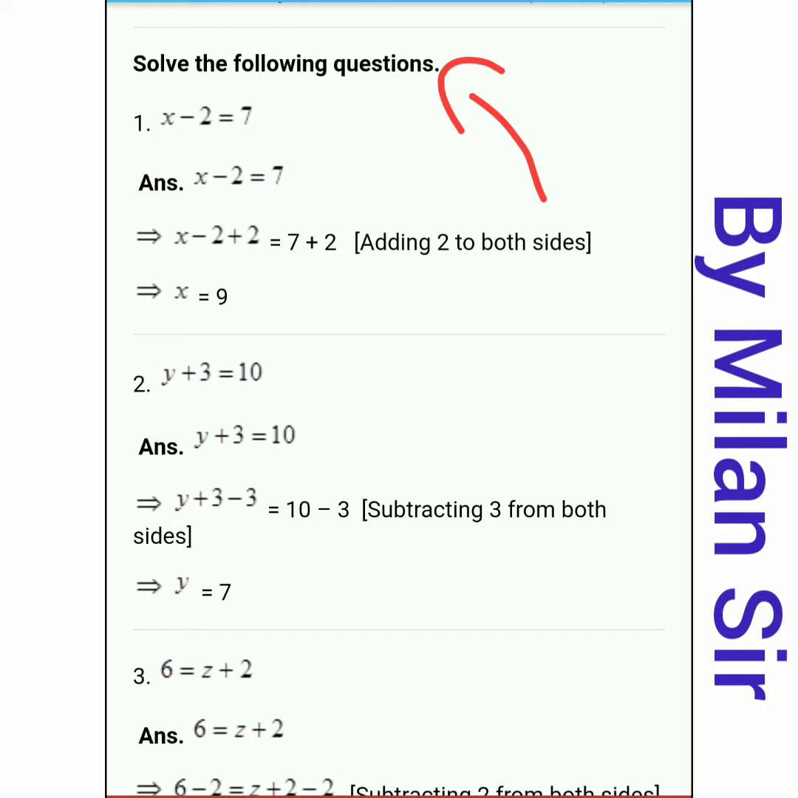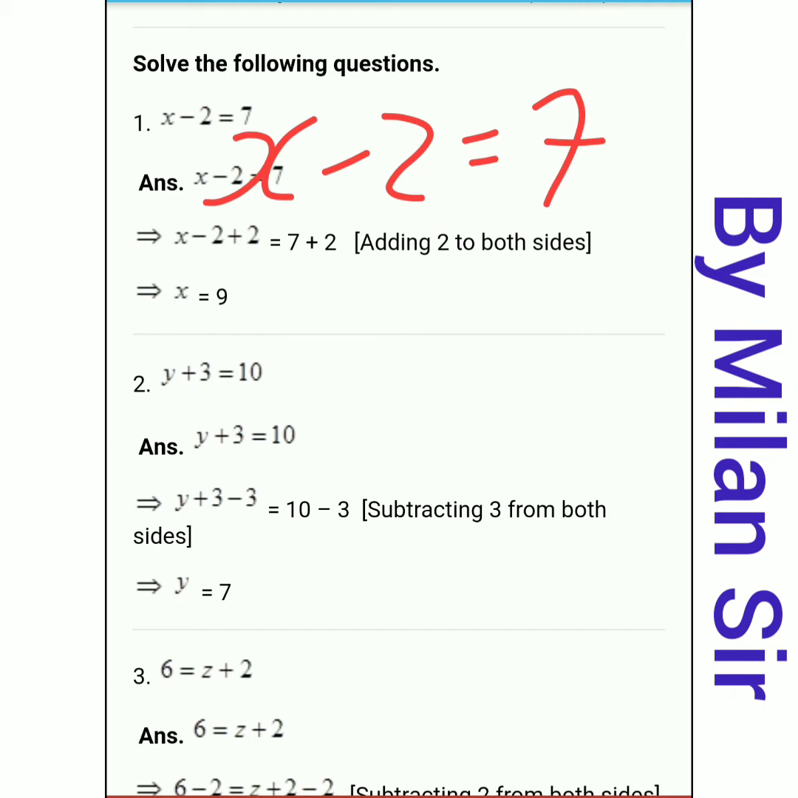So our first question is x minus 2 is equals to 7. Now if I want to find the value of the variable, I want my variable on one side and the constant terms, otherwise numbers, on the other side. Second thing, I want to find the value of positive x. At last I want plus x.